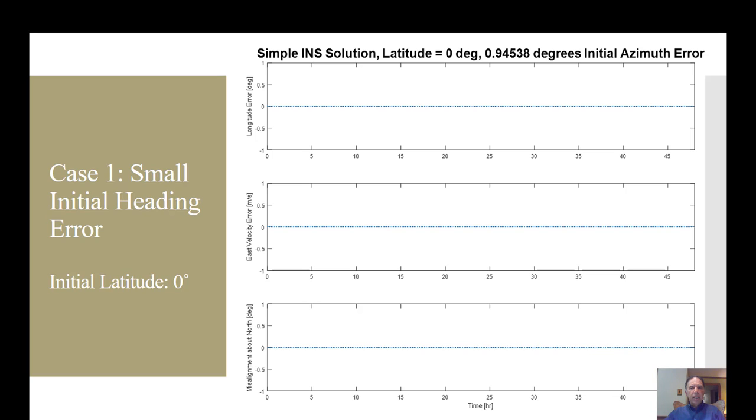This next set of graphs is the same case, that is, small initial heading errors of 0.94538 degrees and no other errors. And you can see for this case at the equator, longitude has no errors, neither does east velocity, of course, and neither does the misalignment about north.